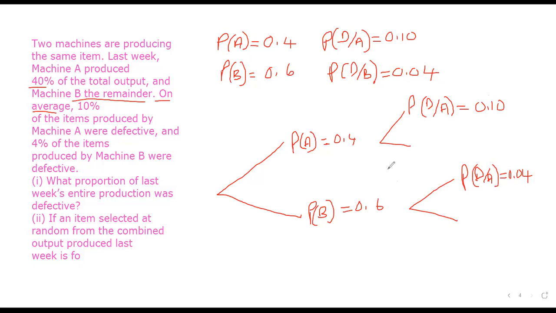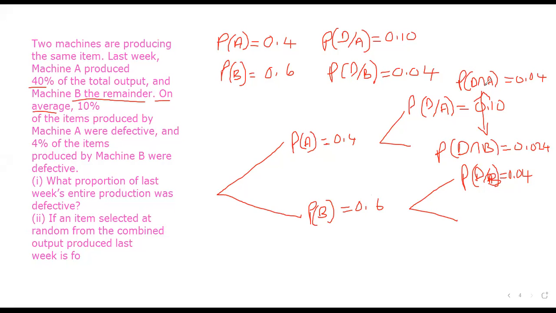Yes. So when we apply probability of A times D given A, it will give you the probability of D intersection A. So it is defective and it was coming from A, 0.04. Then you apply B times D given B. It will give you the probability of D intersection B. This will be 0.024.